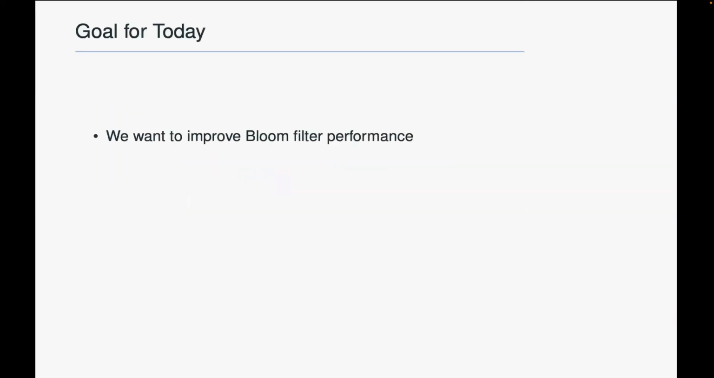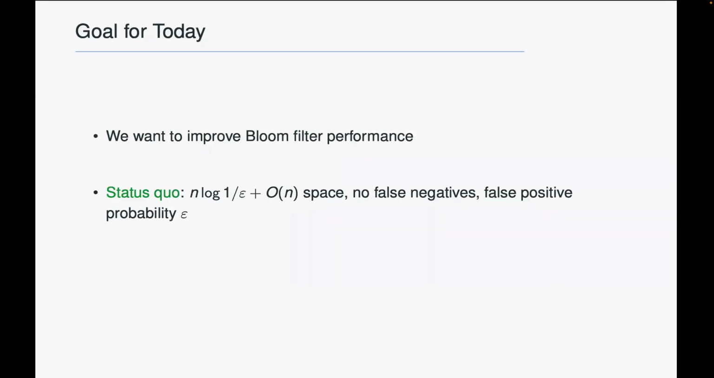All right, so what are we going to do with this today? I'm going to sort of talk about lower bounds, and about what I want to do. So I want to improve Bloom filter performance. I want to do better than this n log 1 over epsilon plus order n space, no false negatives, false positive probability epsilon. What can I improve about this? Like, it'd be really nice, for example, if I could improve the space.